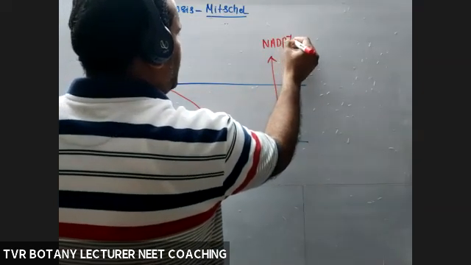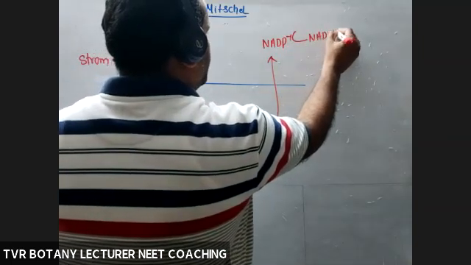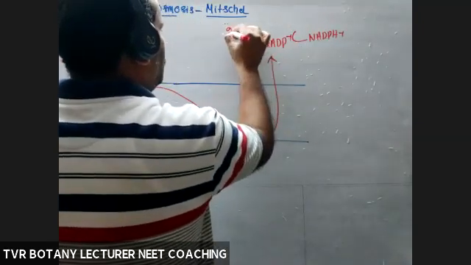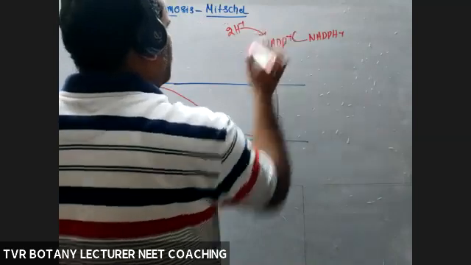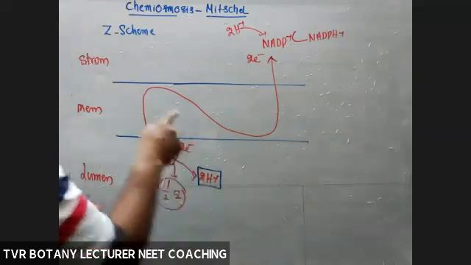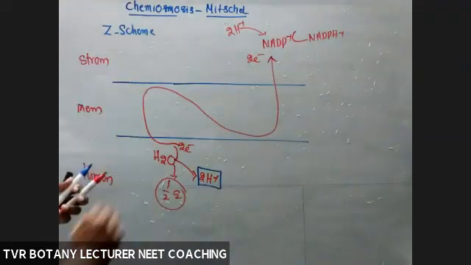NADP plus is reduced into NADPH plus H plus. So how many electrons? 2 electrons and 2 H plus from the stroma with the help of some enzyme. What is that enzyme? FNR, ferredoxin NADP reductase or NADP oxidoreductase. So NADPH plus synthesized. Now, what about chemiosmosis?